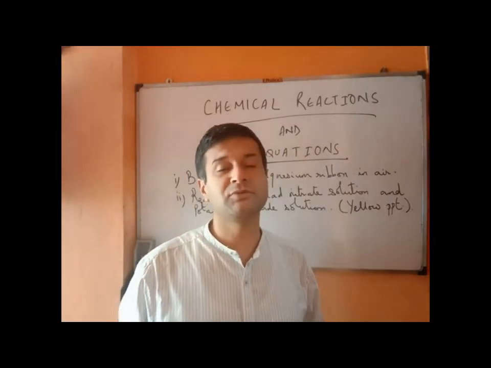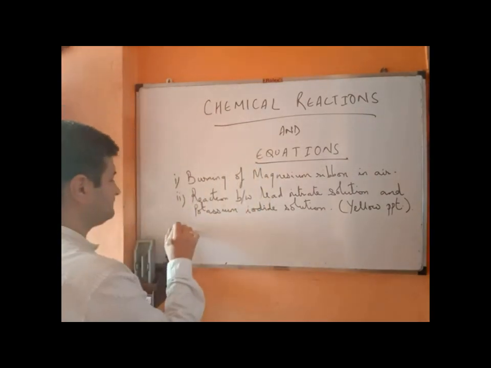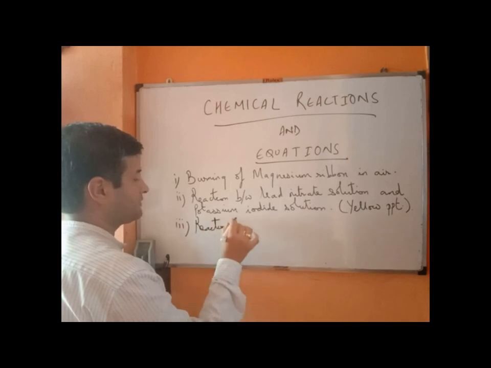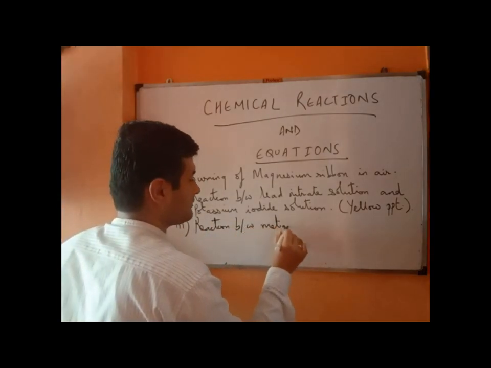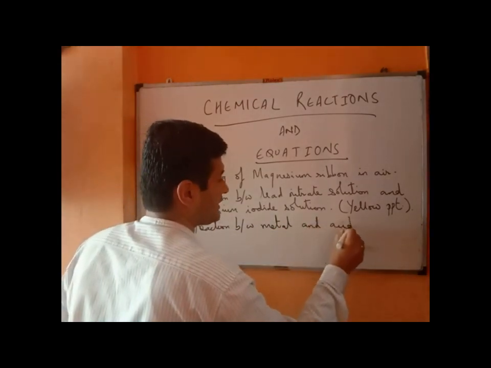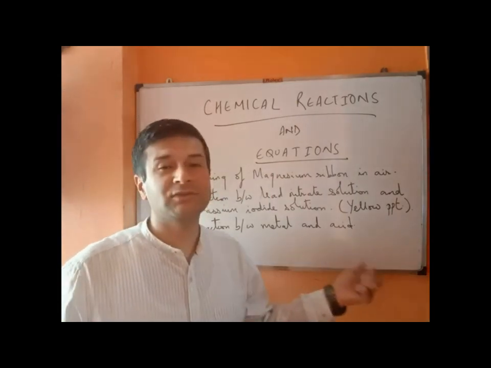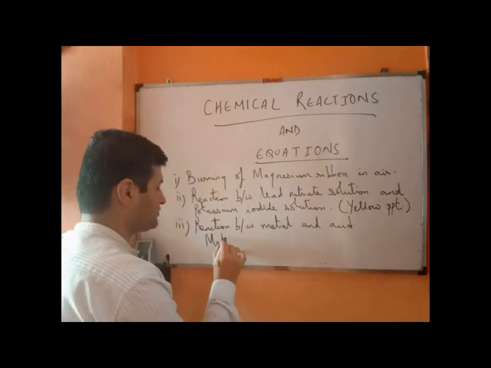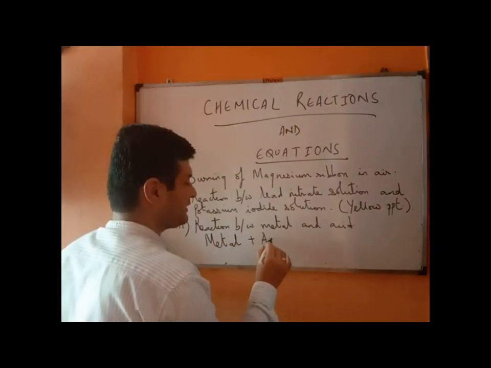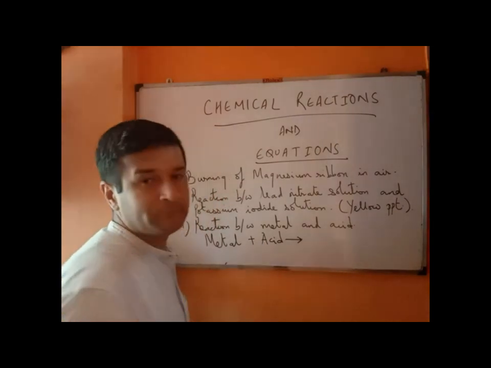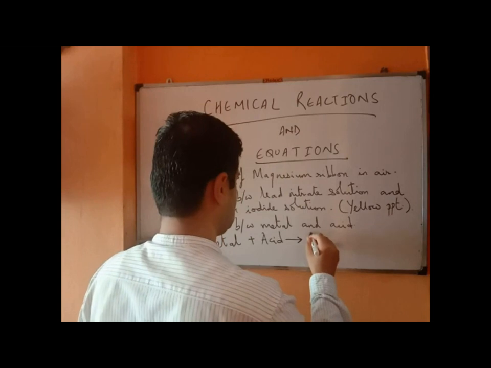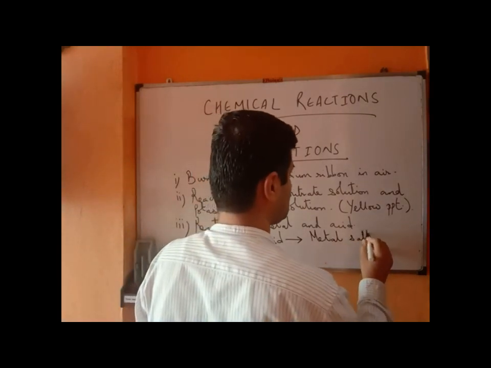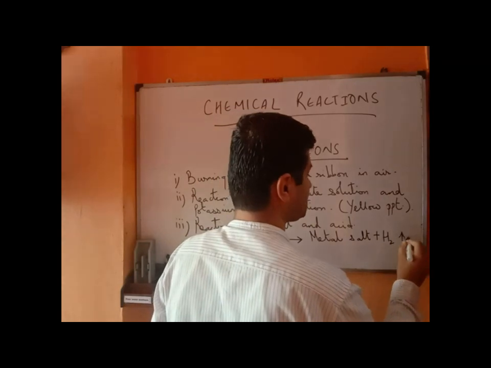Next you have the reaction between metal and acid. Whenever a metal reacts with acid, there will be an evolution of hydrogen gas. So generally what we can write is metal plus acid will give you metal salt plus hydrogen gas evolved.